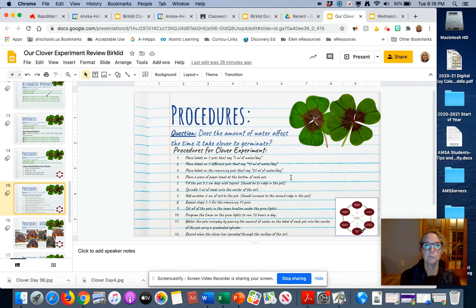Step 6, sprinkle 1 milliliter of seeds onto the center of the soil. Step 7, add another 2 centimeters of soil to the pot. That should be up to the second ridge, and then repeat steps 5 through 7 for the remaining 14 pots. Step 9, set the pots in the same location under the grow lights. Step 10, program the timer on the grow lights to run 12 hours a day. Step 11, water the pots every day by pouring the amount of water on the label of each pot into the center of the pot using a graduated cylinder.